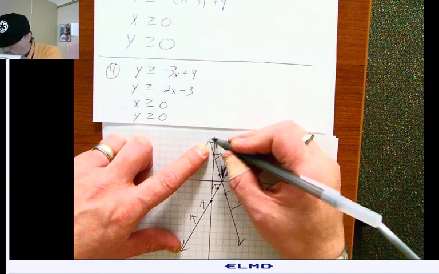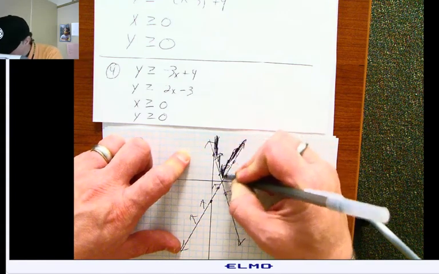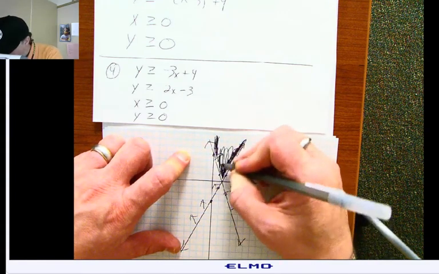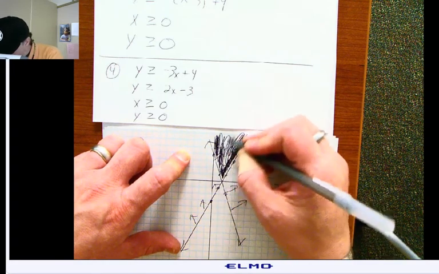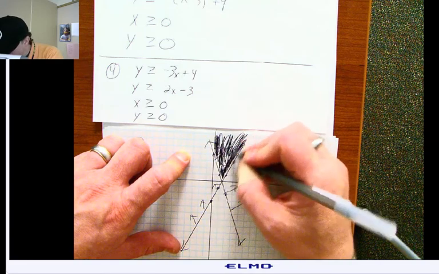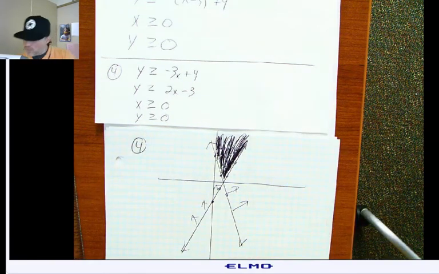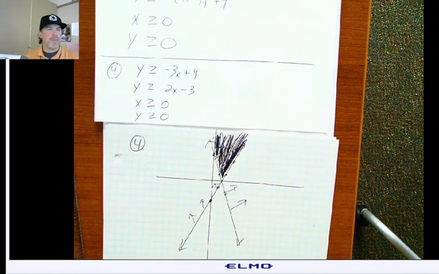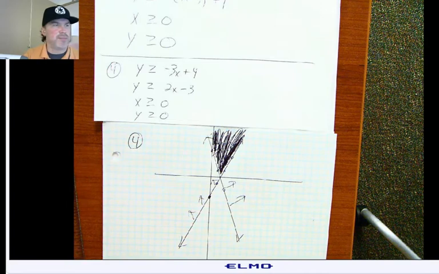Now this area over here on the right, that's not in my solution area. It's only these numbers like this, entirely in the first quadrant. So note there's no shading right there. Okay, so that is graphing systems of inequalities, several at the same time.